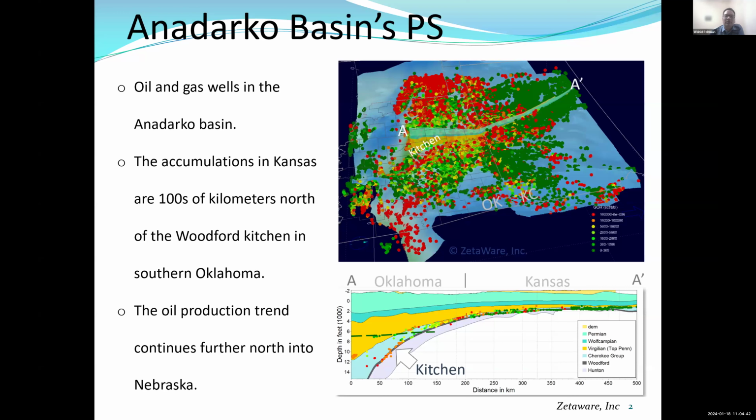I want to focus on the GOR numbers in these wells. These are the reported GOR. And you see these are very low GOR oil. It's mostly oil. And then if you go to the southern side, you get a mixture. So what happens is hundreds of kilometers of migration toward the north. And the trend goes further, as I said, to the Nebraska border, the Kansas-Nebraska border.